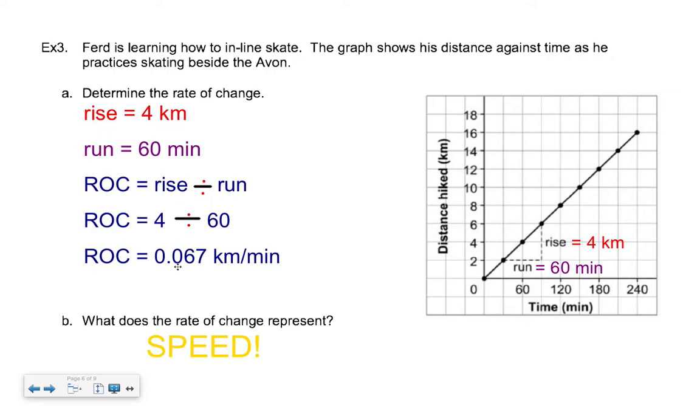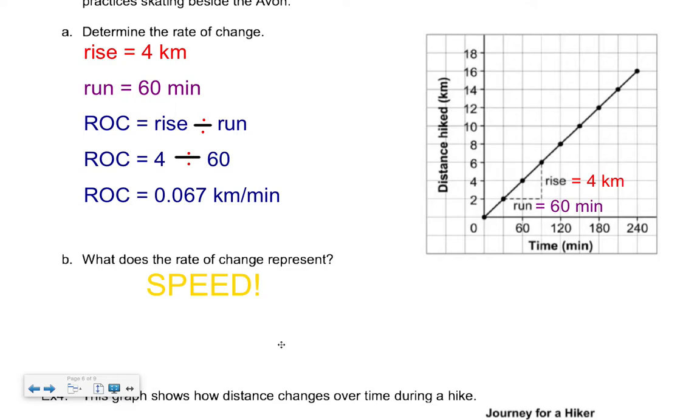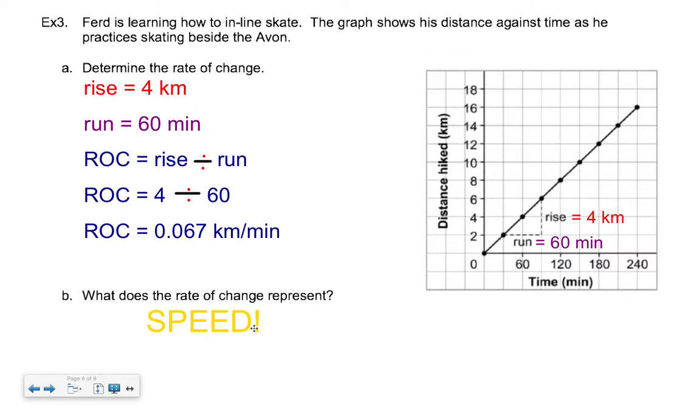Oh, excuse me. You might hear a little Puggy. He's every once in a while snoring. Anyways, rate of change in this case is speed. Okay. Yeah, I just woke him up.